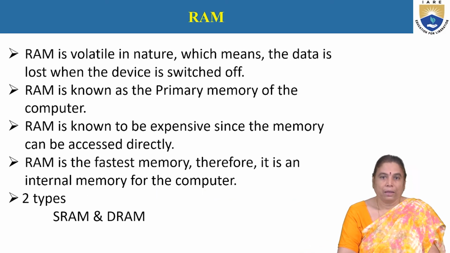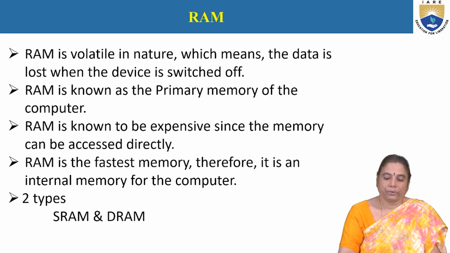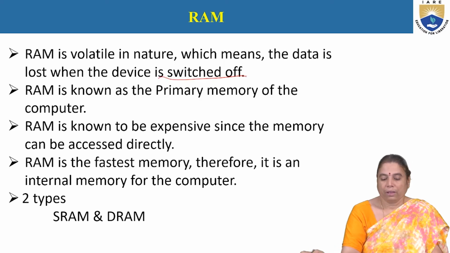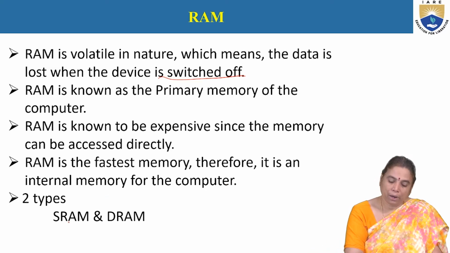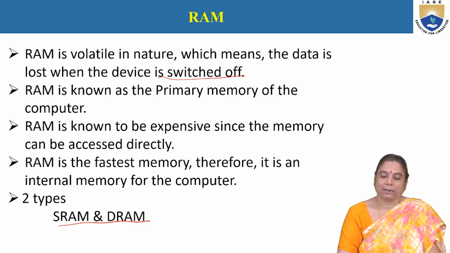What is RAM? RAM is volatile in nature, which means the data is lost when the device is switched off. And RAM is the primary memory of the computer and it is expensive, and the RAM can be accessed directly. Why? Because it is directly connected to the CPU. RAM is a faster memory, therefore it is an internal memory of the computer. Two types of RAM are available. One is SRAM, second one is DRAM.